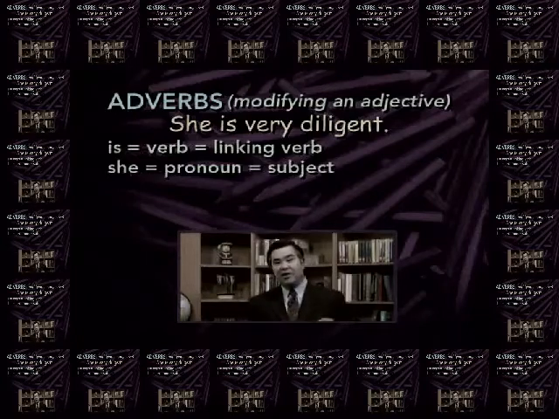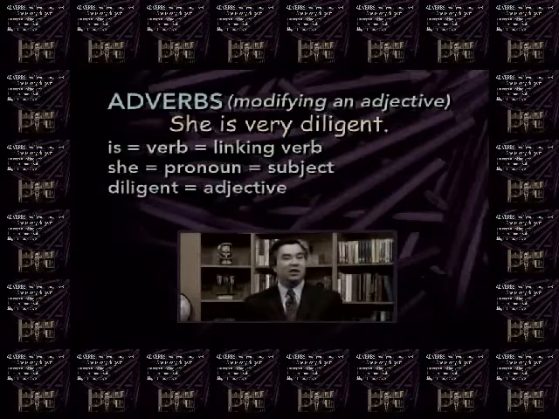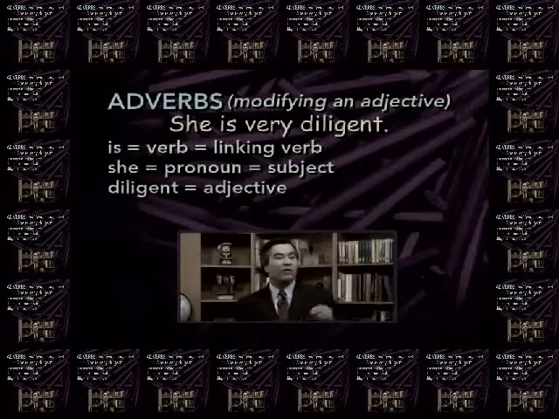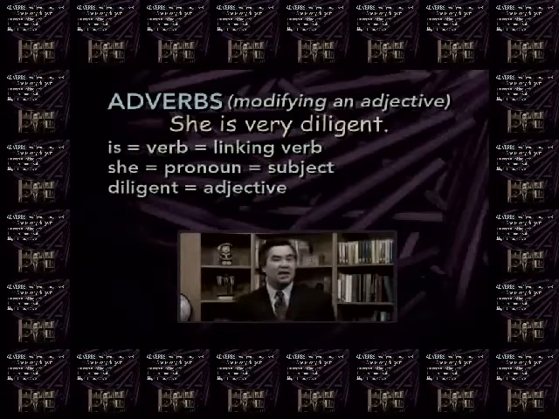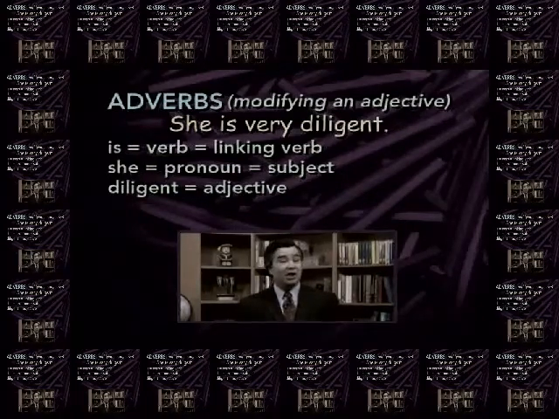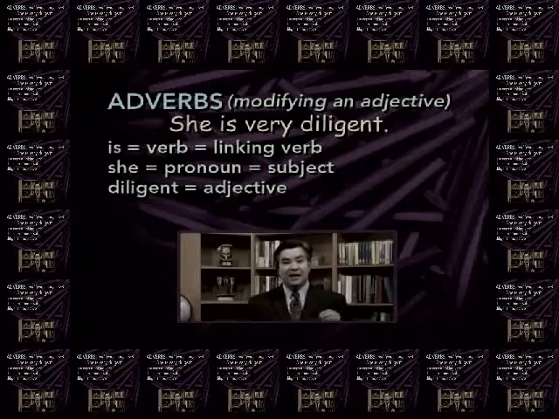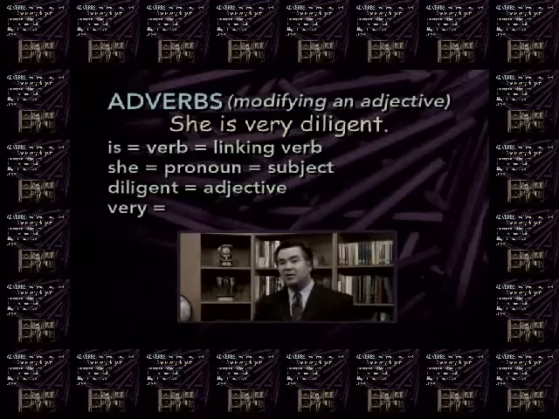Notice that what follows the linking verb is the adjective diligent. That adjective diligent refers back to, describes, or modifies the subject of the sentence, the pronoun she. It tells us something more about she. She is diligent. And that leaves the word very. What role does very play in this particular sentence?